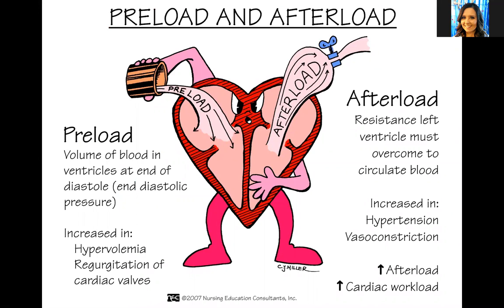So here's a good visual for preload and afterload. So preload, remember pre, is the volume of blood going into the right side of the heart, goes through the lungs, goes back to the left side of the heart where it's ejected out into the body. And remember, afterload is the resistance that the ventricle has to overcome. So it could be left or right, but this is a picture of the left side. So if you see on the aorta, there's a clamp. So that vessel is clamped down, so it's vasoconstricted. That's going to increase our afterload because the left ventricle is going to have a hard time getting that blood out.